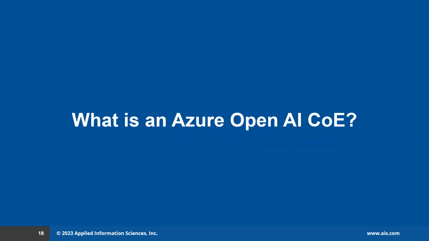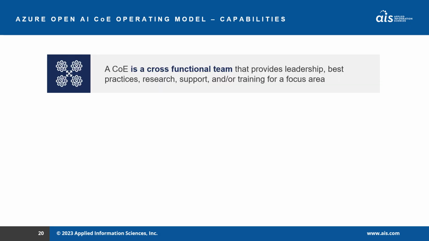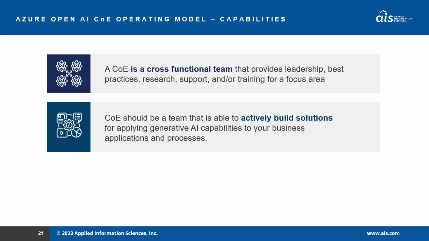So with that, what really is that CoE? What does that team look like? Again, it's a cross-functional team. It provides leadership, it provides best practices, it conducts research, and it really requires the knowledge and skills of all disciplines, whether that be from the business functional area, from your IT organization, again, from legal or talent when you're dealing with policy and privacy and security. It really needs to have representatives from all those disciplines.